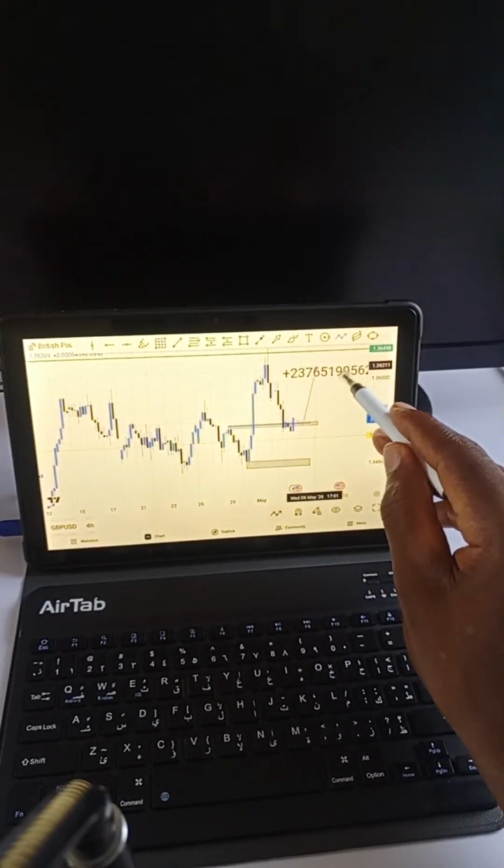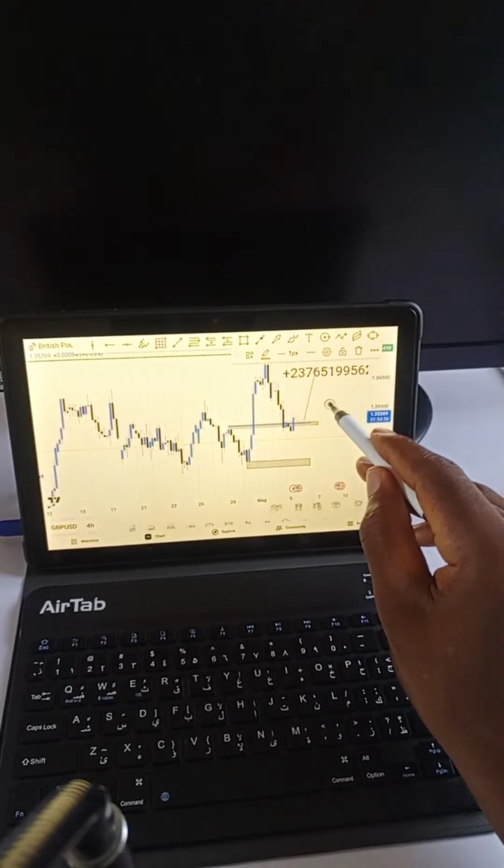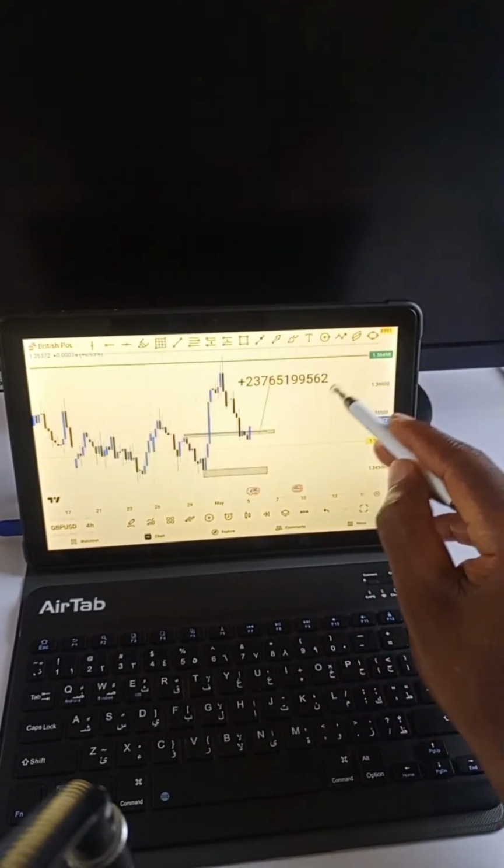And then they'll buy from here. But that's not what I'm expecting. That's not how I trade. So I trade differently.